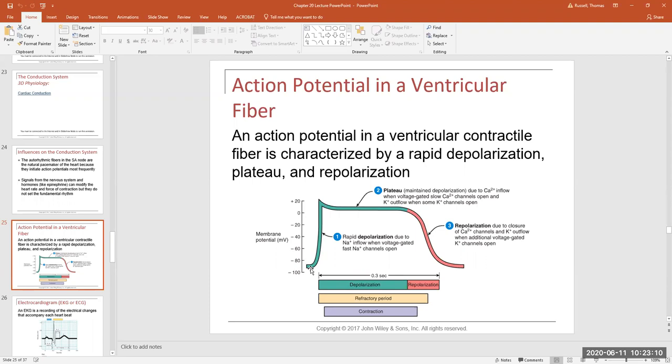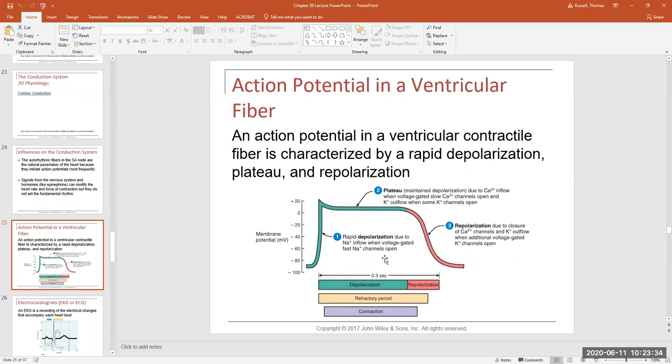So in other words, if you open a sodium channel, you're going to gain positive, so you become positive. If you open a calcium channel, you're going to gain positives, so you stay positive. And if you open a potassium channel, you're going to lose your potassium, which is positively charged. And if you lose your positives, you become negative.